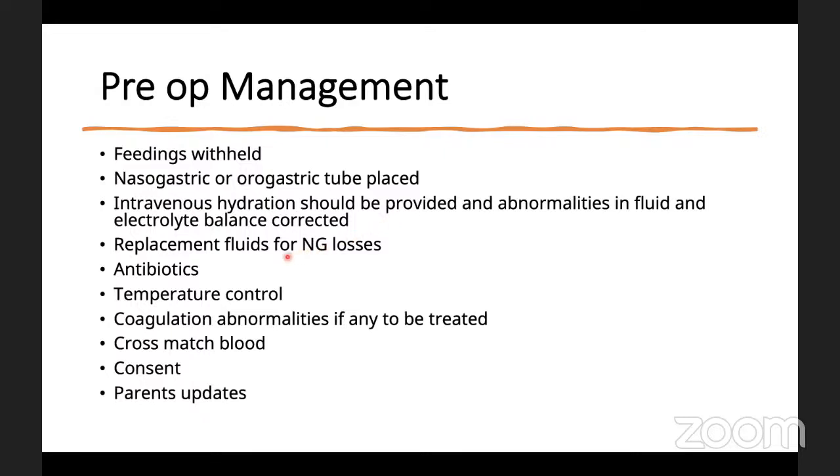If the NG aspirates are large, that needs to be replaced with normal saline and potassium chloride. Always, the baby suspected of intestinal obstruction should be put on broad spectrum antibiotics to include gram-positive, gram-negative, and anaerobic cover. This is because the stasis can lead to translocation and result in sepsis. Then temperature control needs to be maintained. If there are any coagulation abnormalities, especially INR, that needs to be corrected with vitamin K and FFP. Always, it's better to arrange for the cross match. Consent needs to be taken, and always update the parents.